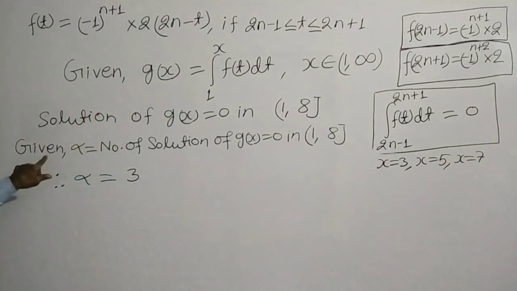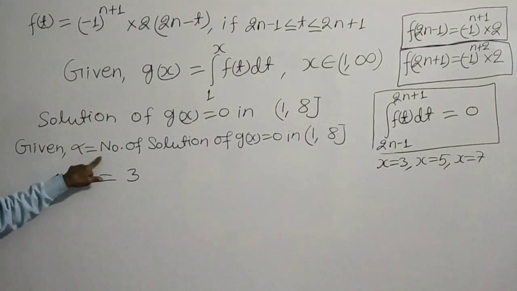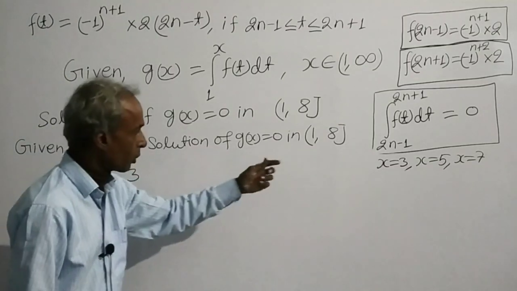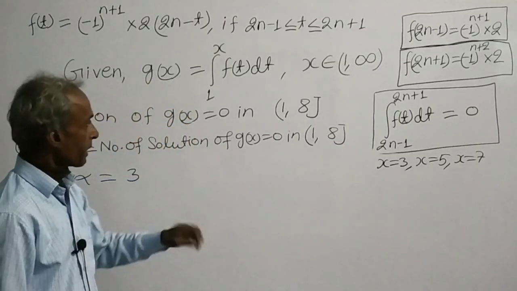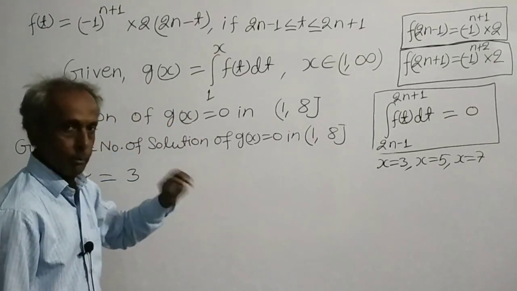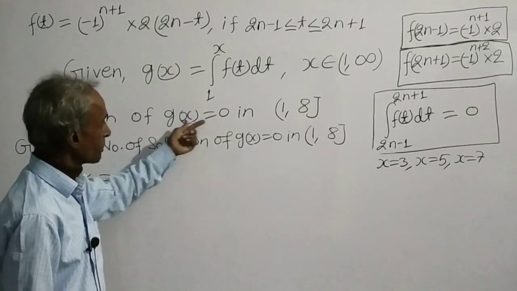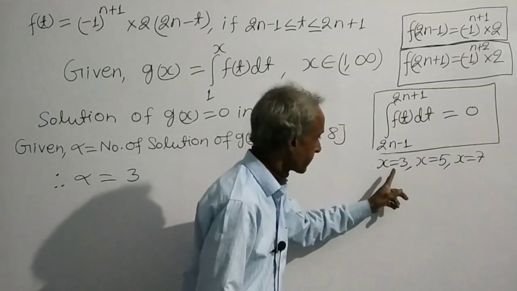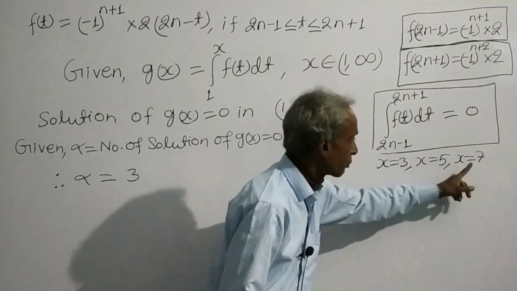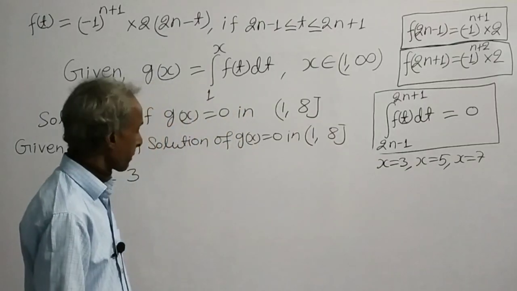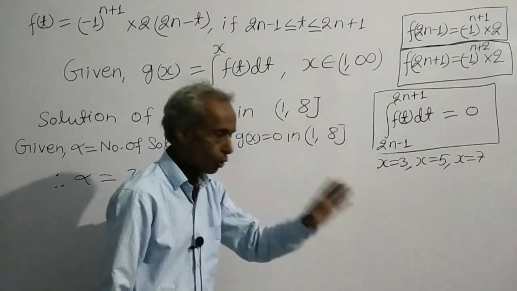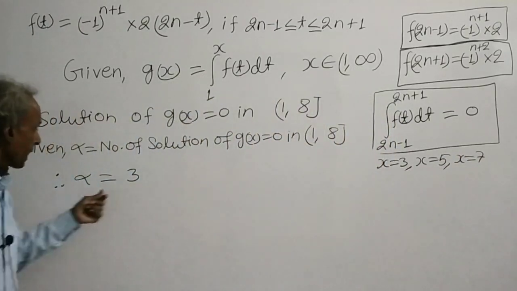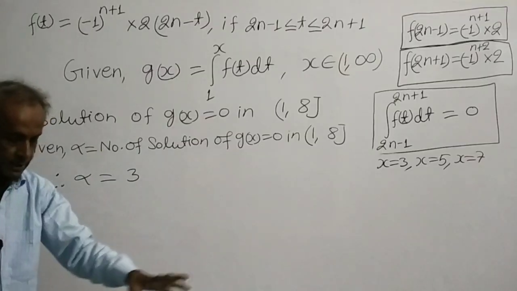It is given in this question that alpha is the number of solutions of g(x) = 0 in this interval, but we have already found the solutions of g(x) = 0 in this interval, and those solutions are x = 3, x = 5, and x = 7. Therefore, the number of solutions will be 1, 2, 3. That means the value of alpha will be 3.